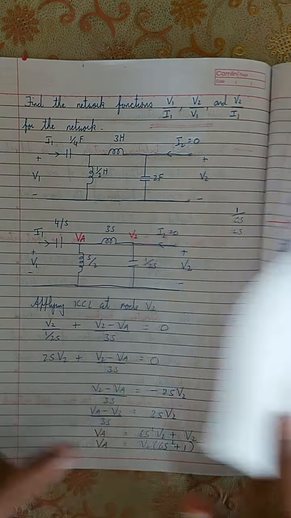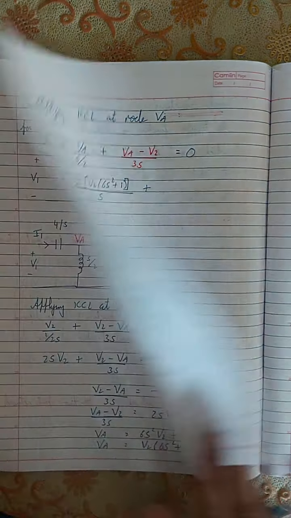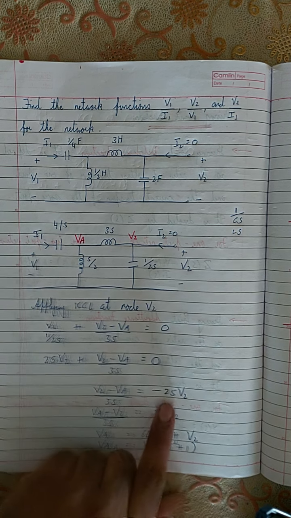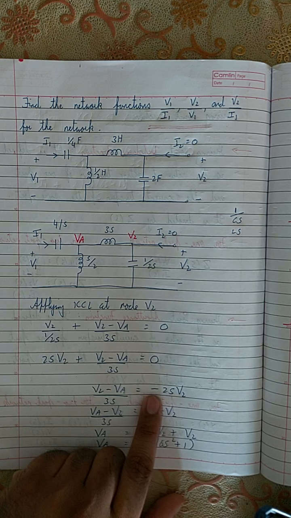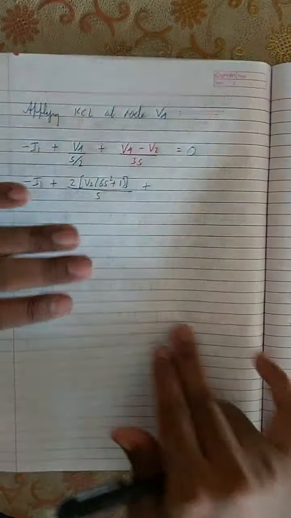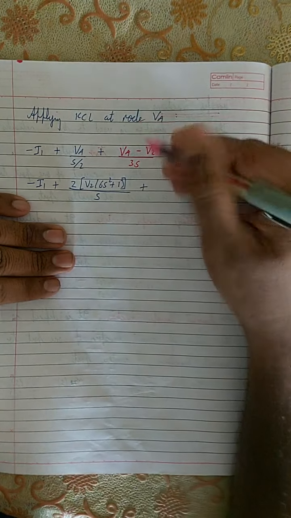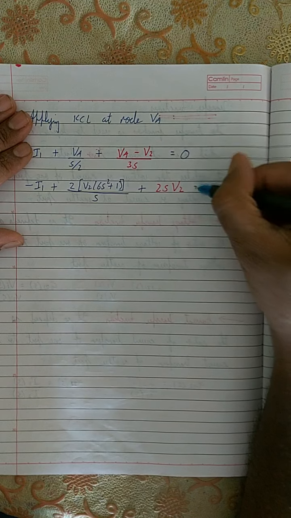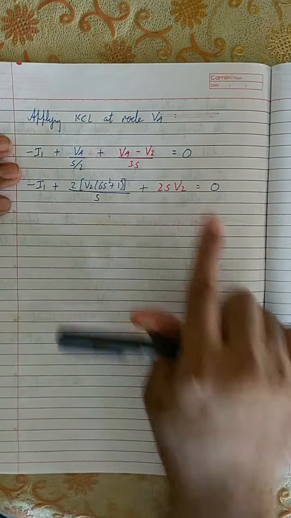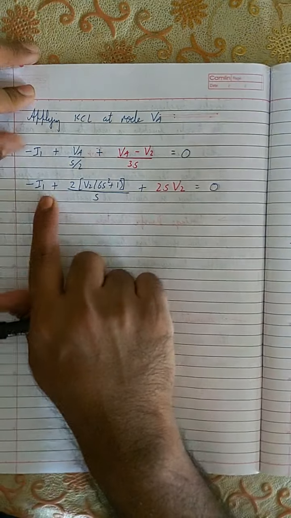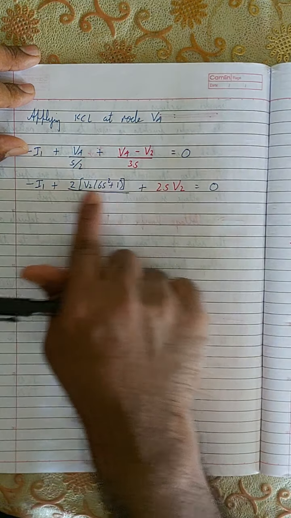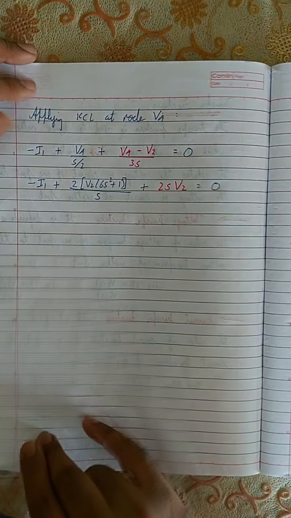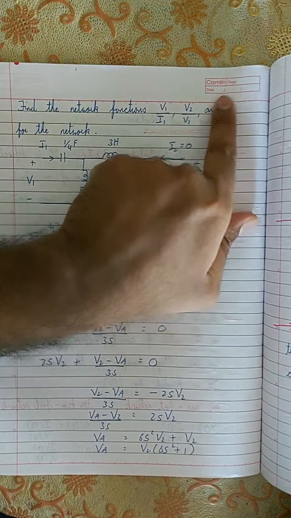So here what you need is VA minus V2 by 3s. Here it is V2 minus VA by 3s. So if you want VA minus V2 by 3s, all you need to do is put a negative sign in front of it. So minus of minus is plus, so it is nothing but 2s V2, equal to 0. See, this is the technique I'm trying to show. So now this equation has only V2 and I1. This entire equation has only V2 and I1. So definitely you can find this ratio, V2 by I1.